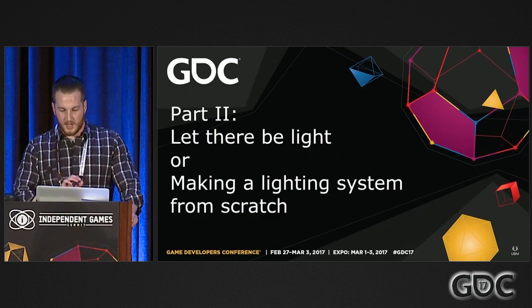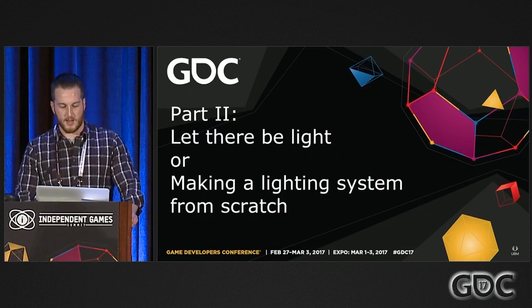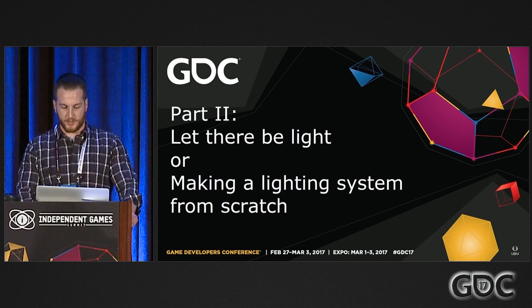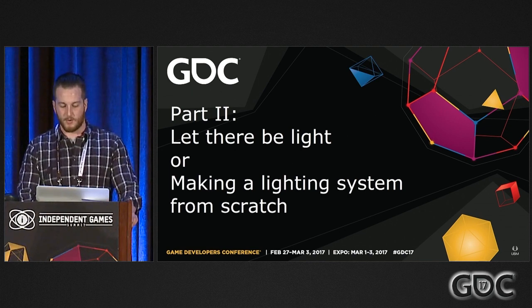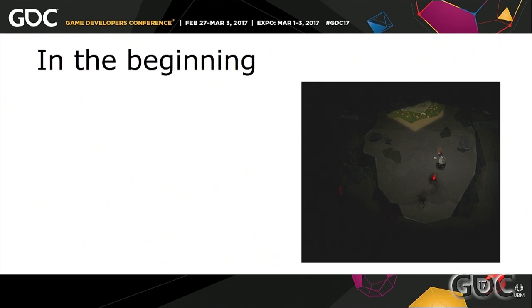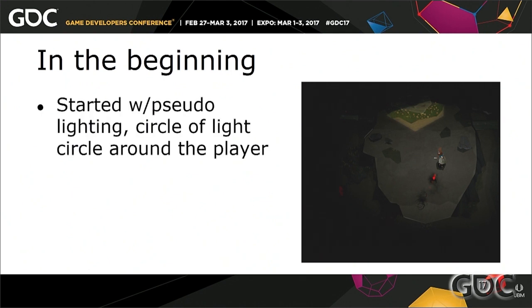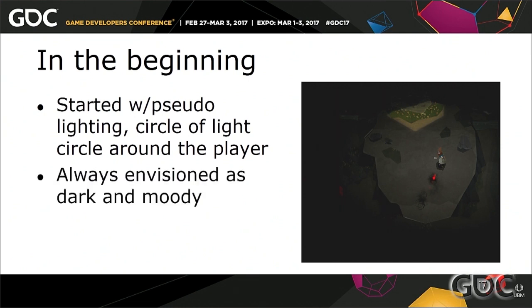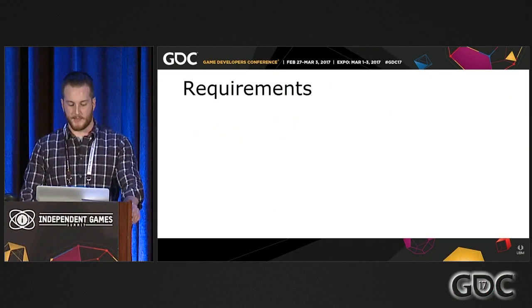So moving on, it's part 2, Let There Be Light, or making a lighting system from scratch. In the beginning, with Below, we started out with a pseudo lighting system where there was a circle of light around the player, and it was very rudimentary. This was back when the game was heavily 2D, and the game was always envisioned to be dark and moody.